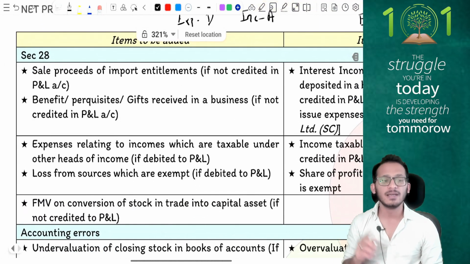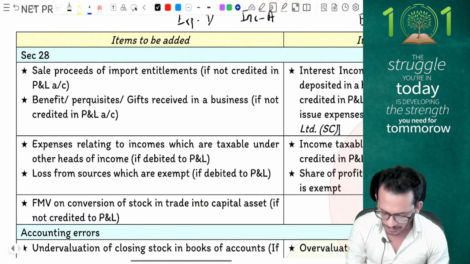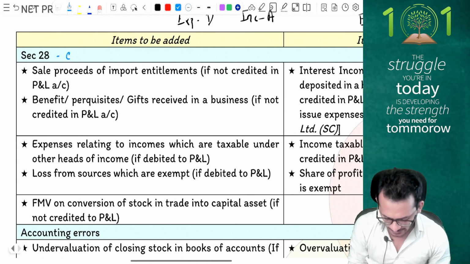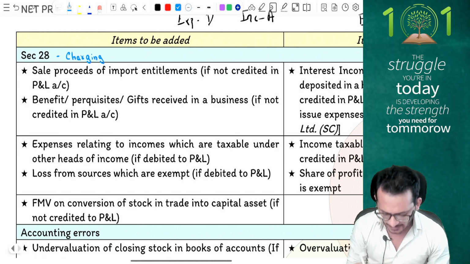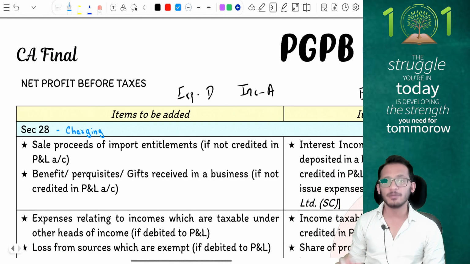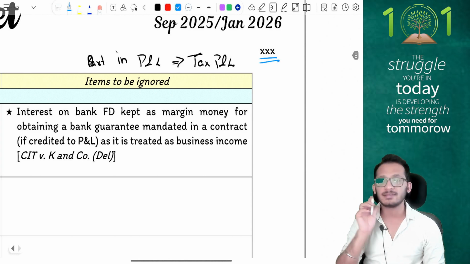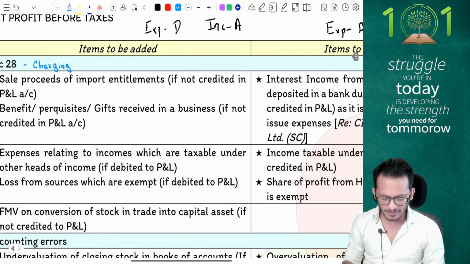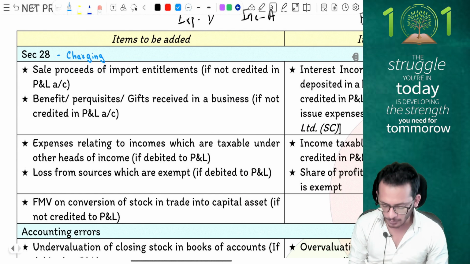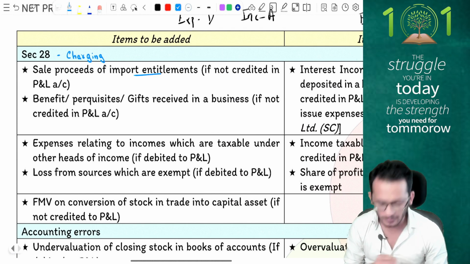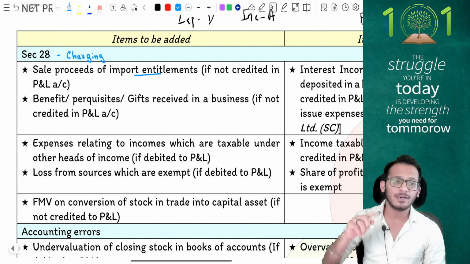First item, if you notice, is section number 28, which is talking about your charging section. So charging section computation is what we are discussing right now. In charging section computation, income tax says, first of all, always start with your net profit before taxes. So if you have your net profit before taxes, I'll put it in the last column and start from there. In that, the first adjustment which I'm going to make is any kind of sale proceeds of import entitlement, your duty drawbacks and your indirect taxes scheme.